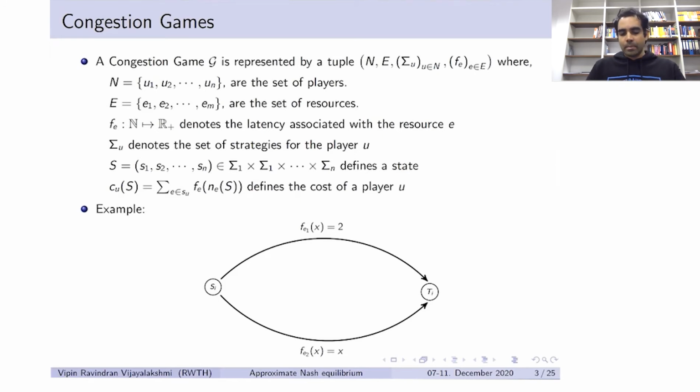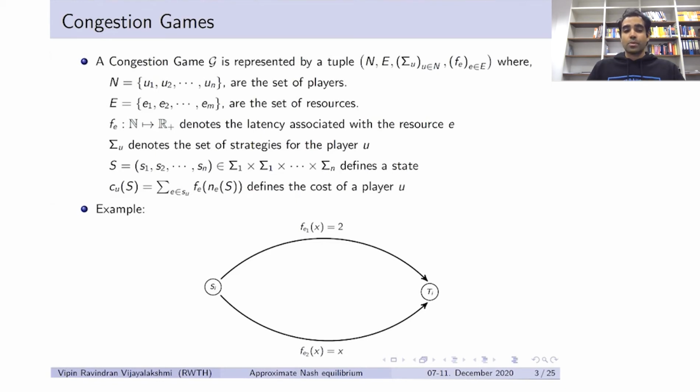So let's look at an example. In the graph below, there is a single source and a single destination, and players would like to go from the source to the destination. There are two routes, the top edge and the bottom edge. The top edge has a constant cost of 2. That means for any number of players on the top edge, each of these players pays a cost of 2. The bottom edge has a linear cost function, which basically means the cost of a player depends on the number of users on that edge. Now, we should note that the players in a congestion game are selfish, which means they always pick strategies that minimize their cost.